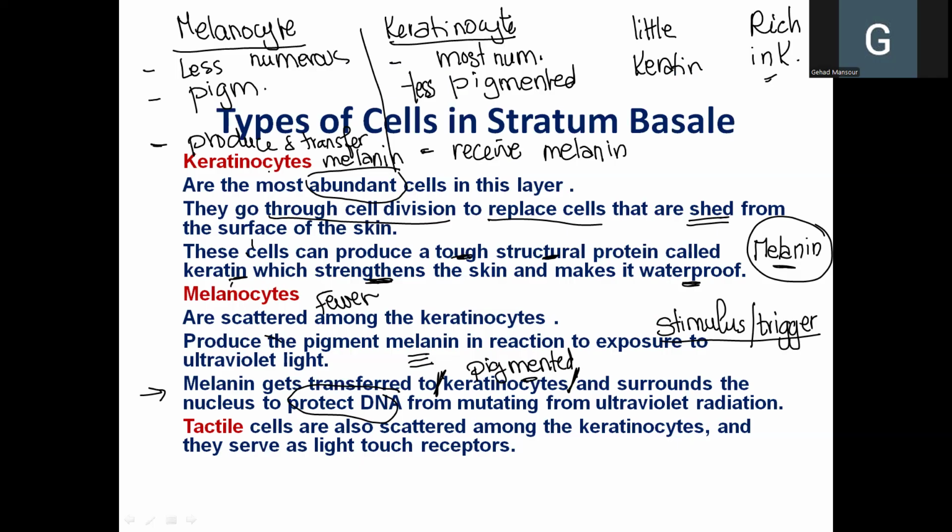The tactile cells are nerve cells, of course, modified nerve cells that are responsible for light touch. What is light touch? Light touch is in contradistinction with deep touch. Light touch is the superficial touch, like, for example, when a bit of paper touches your skin, when a light feather touches your skin, when a small insect walks on your skin. All this is a light touch sensation.